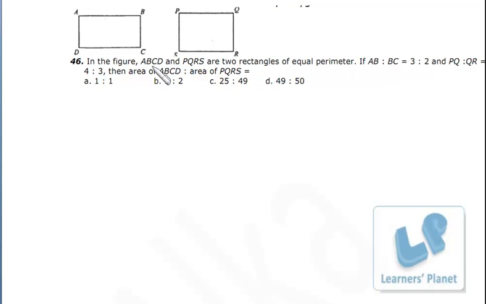Here AB is to BC is 3:2. So I assume the dimensions to be 3x and 2x, right? So area will be 3x into 2x, and here in this case area will be 4y into 3y, right? Now we know perimeter of these two are equal. So the perimeter is what? 3x plus 2x into 2. So precisely it is 10x, or I just can take half of that also.